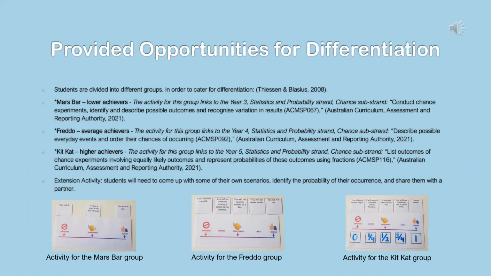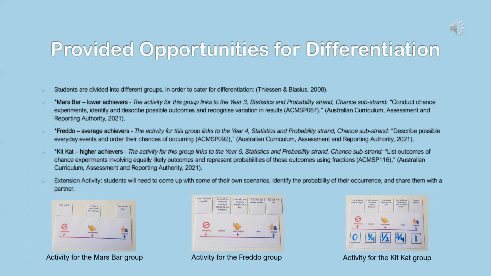Students will be divided into different groups in order to differentiate this activity and to ensure that each student is challenged appropriately as suggested by Thiessen and Blasius. The teacher will also work one-on-one with students in order to further support them. Those within the Mars bar group will be provided with a range of scenarios and will need to identify the probability that they will occur as either certain, even chance, or impossible. This links to the Year 3 statistics and probability chance substrand.